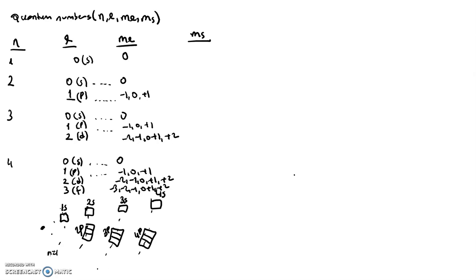And I'm going to put the d orbitals in here. So this is going to be d here. 1, 2, 3, 4, 5. Here, 1, 2, 3, 4, 5. Here, 1, 2, 3, 4, 5.